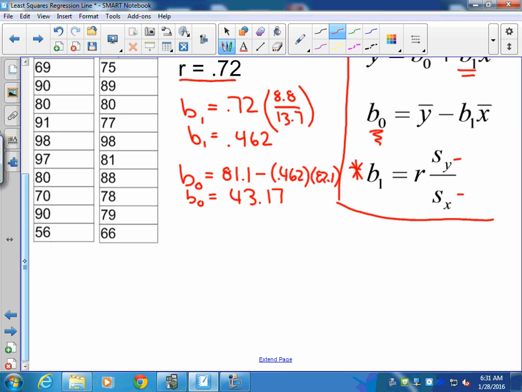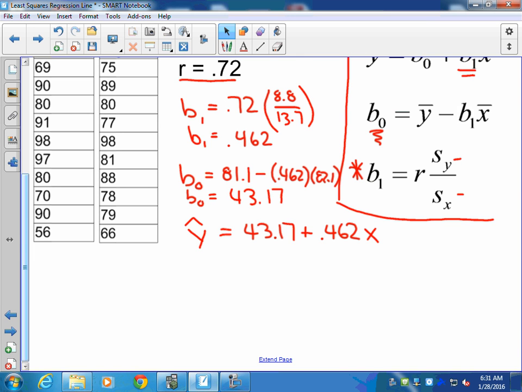Now, we've gone through, found those two values, and we can finally build our estimation equation. So y hat, estimated y values based on this data, equals our y-intercept, 43.17, plus our slope, 0.462, times x. Now, that's if we have to calculate the least squares regression line by hand overall.